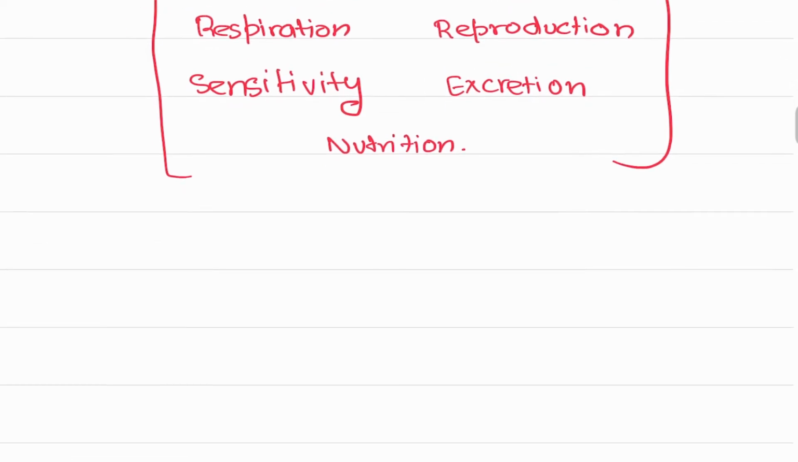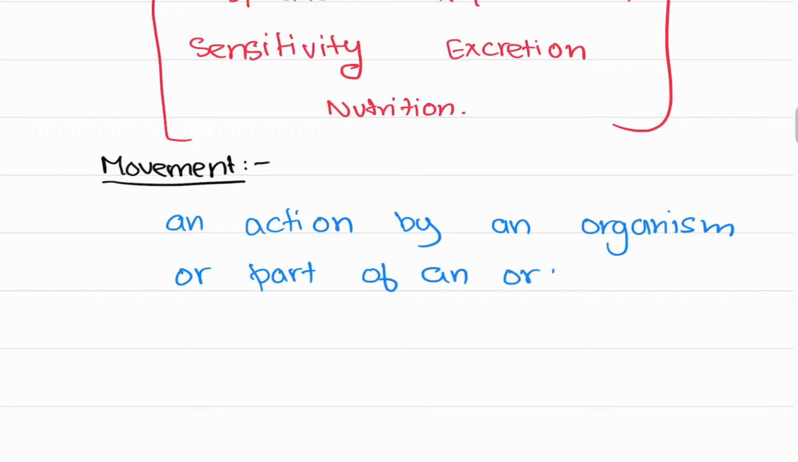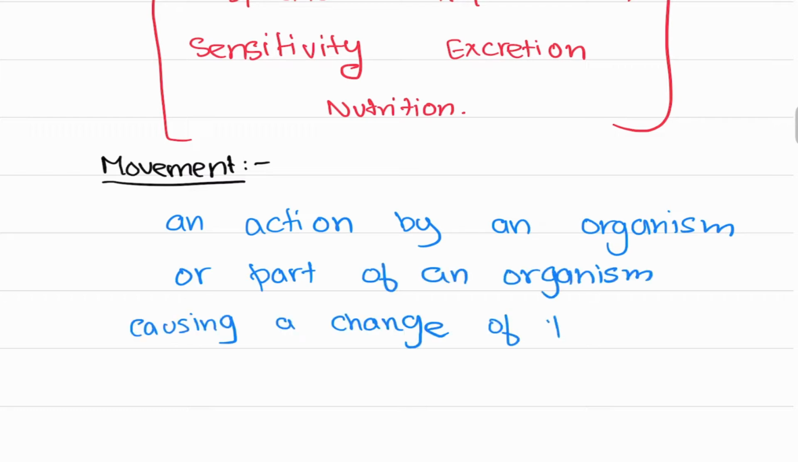Now first we'll study movement. What does movement actually mean? It's actually an action. I'll write its definition over here: an action by an organism or part of an organism causing a change of position or place. Okay, this is the definition.